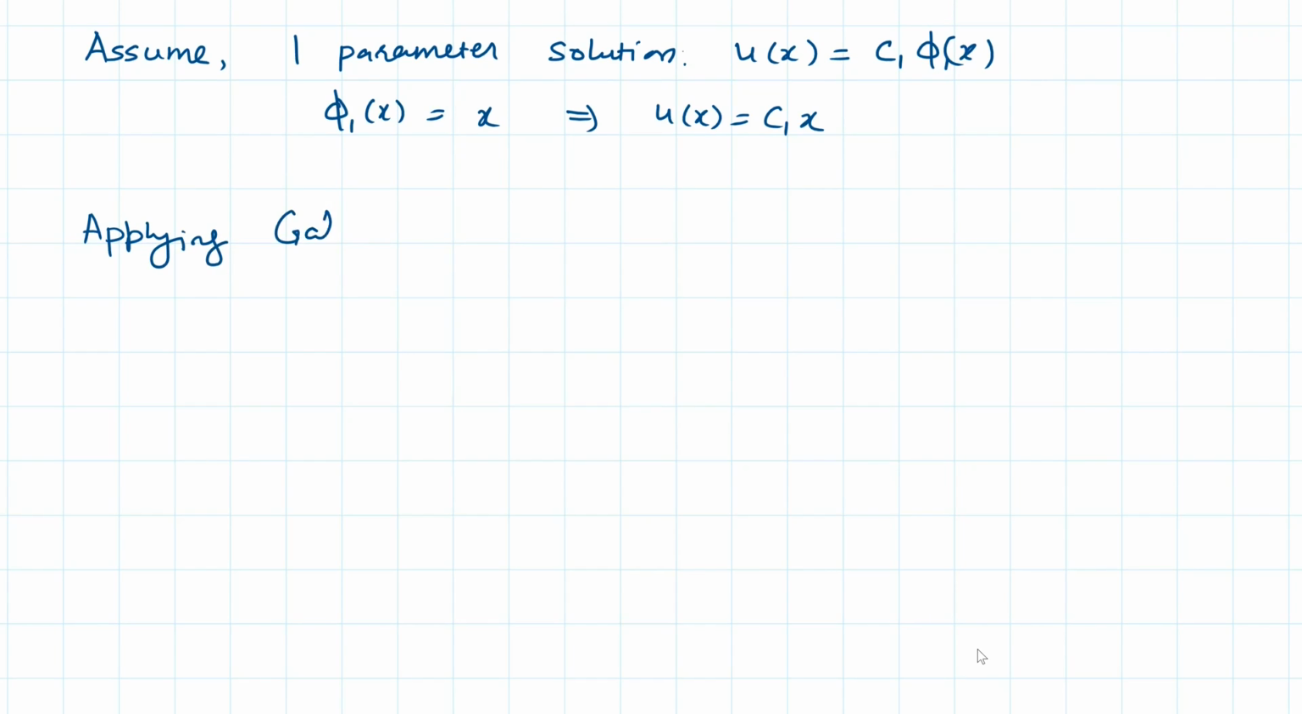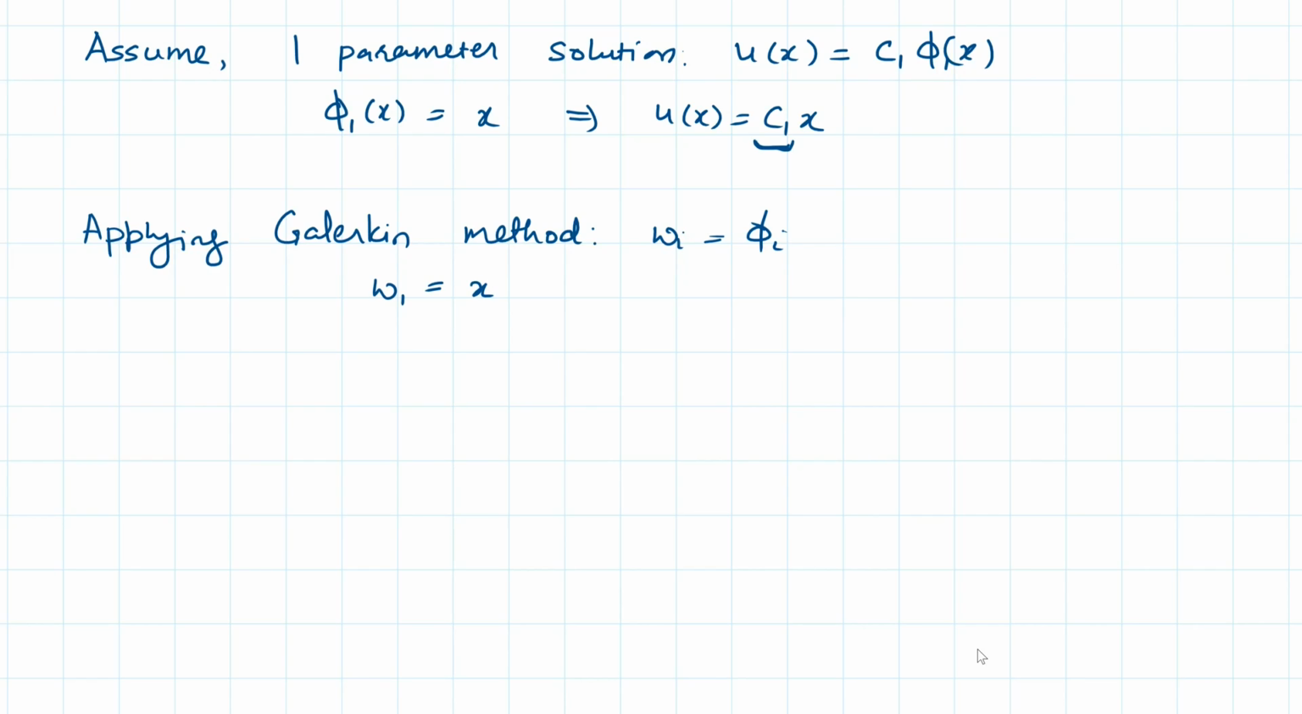Now applying the Galerkin method, we can say that our weight functions are equal to phi i, right? So in this case, we only have one coefficient to solve for, so we only need one equation, right? So then our weight function is equal to x.